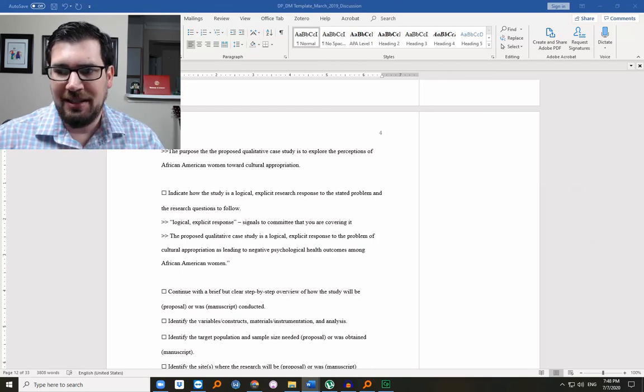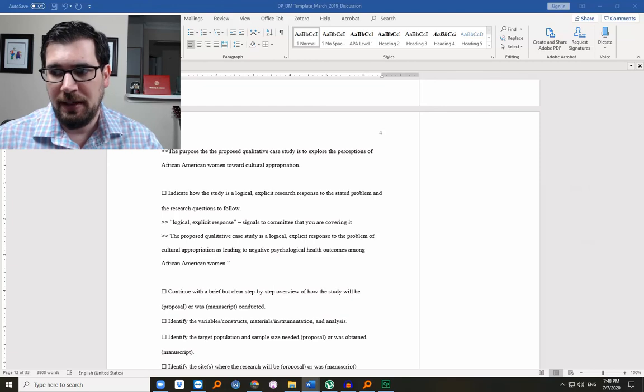You should have identified the method and design, usually in the subject of the sentence, and include the overarching goal of your study as the predicate of the sentence. The formulaic structure will look like: the purpose of the proposed study is to understand, identify, determine, whatever you're doing.